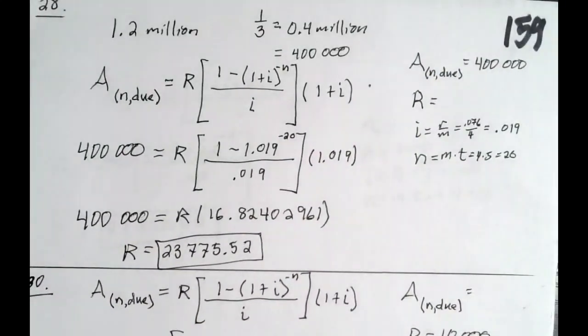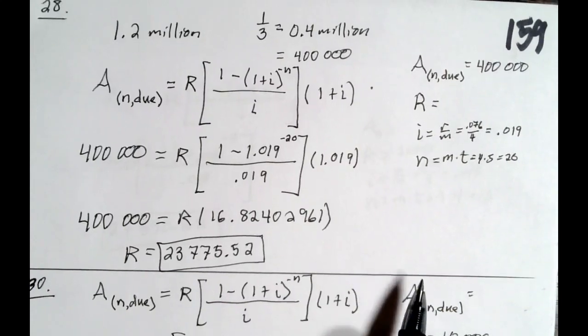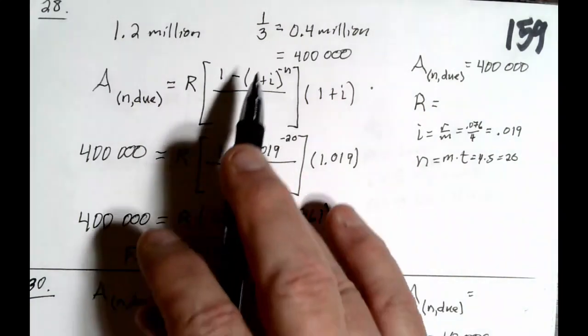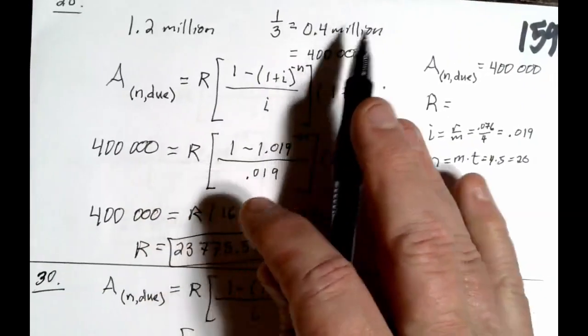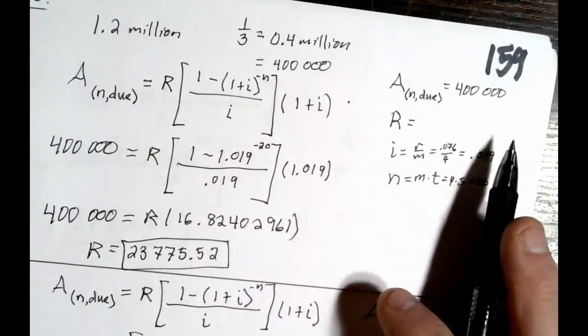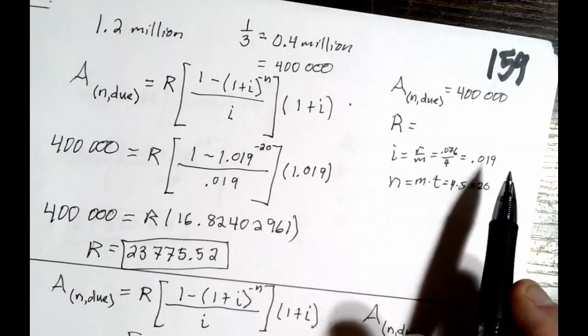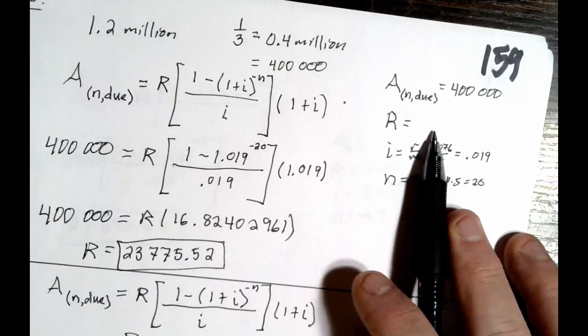28. As a result of a court settlement, an accident victim is awarded $1.2 million. The attorney takes 1/3. Alright. Another third is used for immediate expenses, and the remaining third is used to set up an annuity. So 1/3 of 1.2 million is 0.4 million, or 400,000. Okay. And they want to know how much this thing will pay off every quarter.